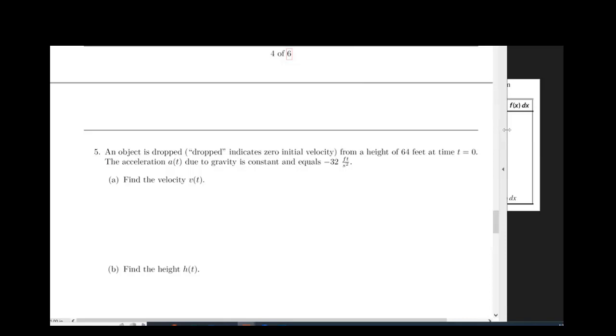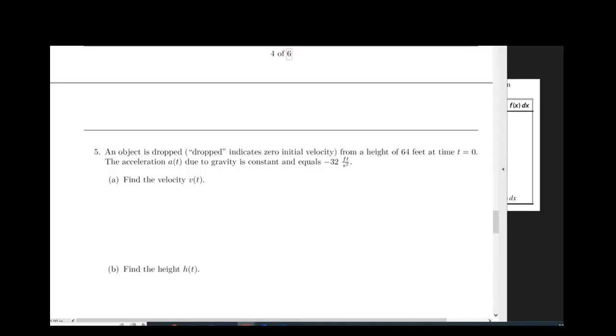Object is dropped, it's giving you a hint. Drop means that the initial velocity is 0 from a height of 64 feet at time t equals 0. And the acceleration, a of t, due to gravity is constant and equals negative 32 feet per second squared. So I want to find v of t.